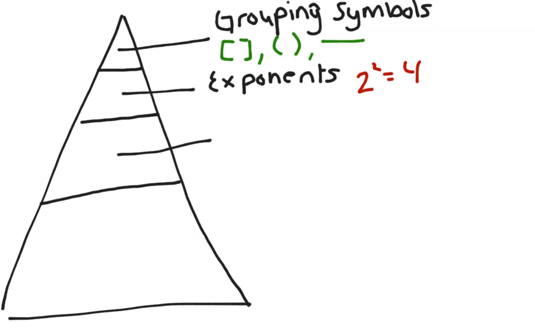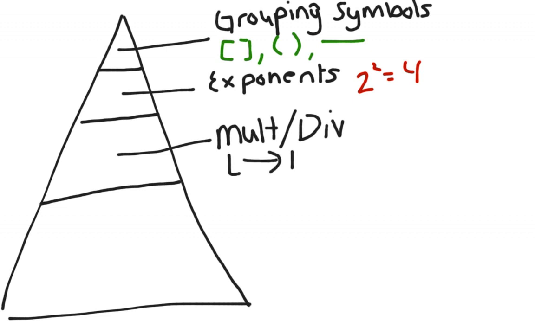The next level is multiplication and division. And we do multiplication and division in order from left to right. So if we had something like 4 divided by 2 times 3, we would first do 4 divided by 2, which is 2, and then multiply by 3 to get 6. Instead of multiplying 2 by 3 and then dividing 4 by that. So you have to make sure that you're careful with multiplication and division, that you go from left to right.